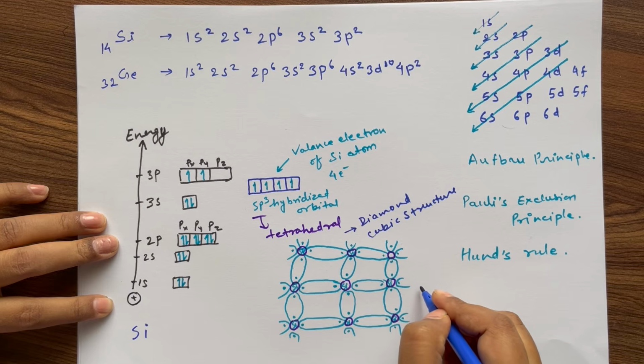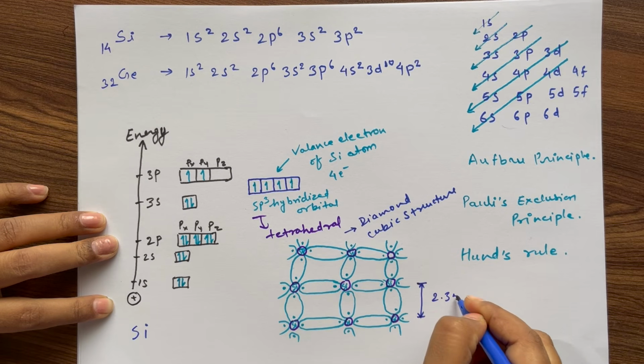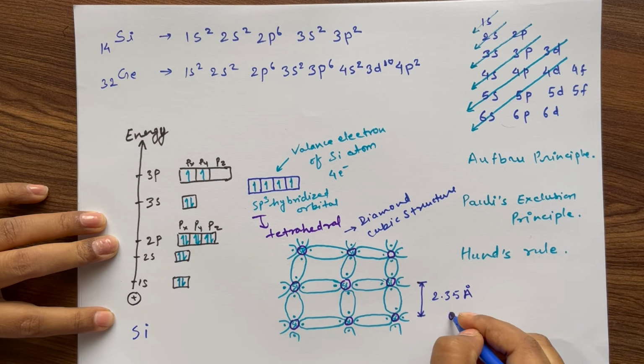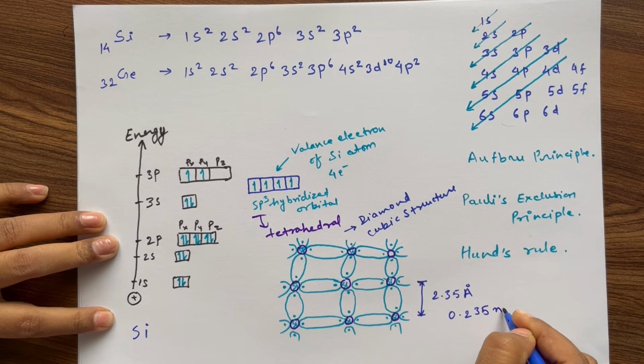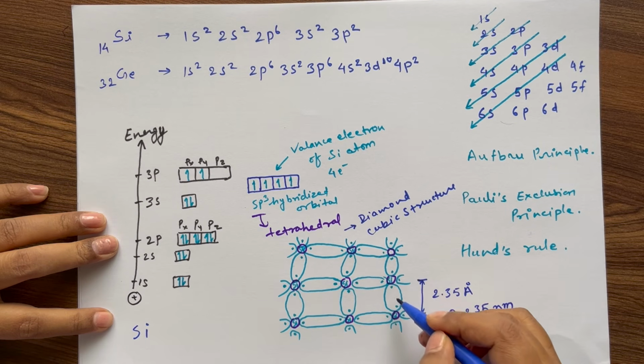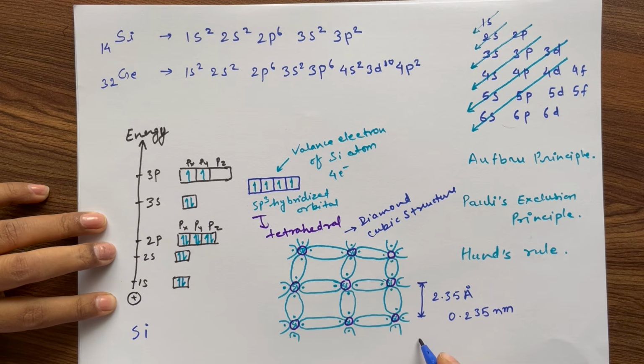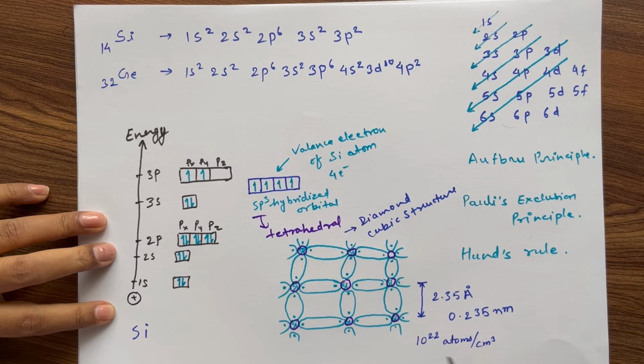Here, interatomic distance between two silicon atoms is 2.35 angstroms or 0.235 nanometer. So this is the required distance between the silicon atoms to create a bonding. And there will be approx 10 to the power 22 atoms per centimeter cube in a silicon material. So this is a very large number of atoms in a small volume of silicon material.